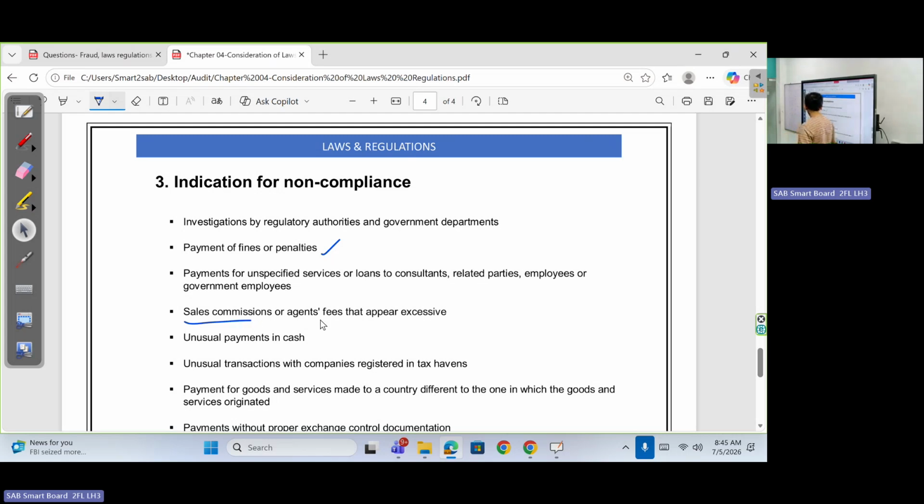Sales commission, agents' fees that appear excessive. Commission fee, right?